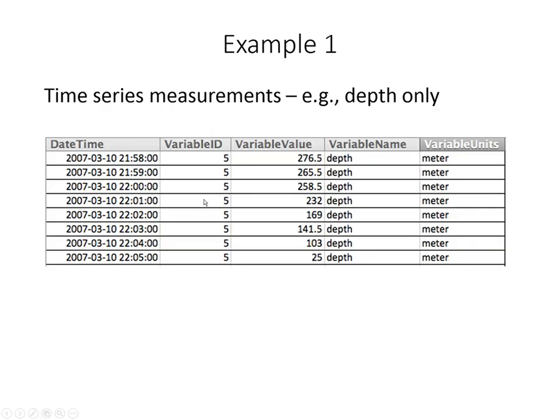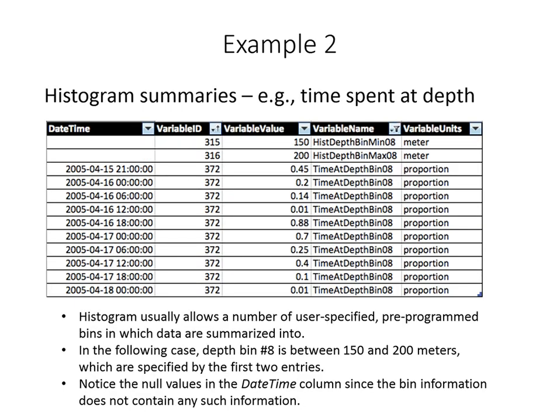Lastly, I want to show you just some examples of implementing the eTUFF data section. The first example is a time series measurement, only for depth. And you can see time progressing here in every minute, and the variable ID is number 5, which is basically depth in meters, and that's the value itself.